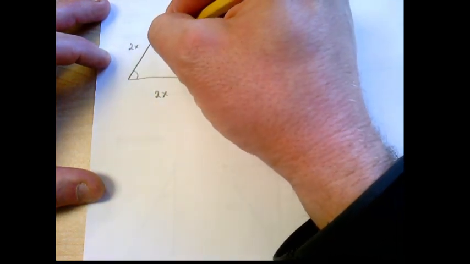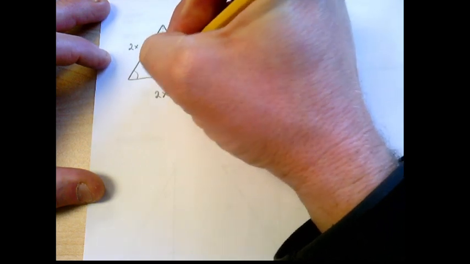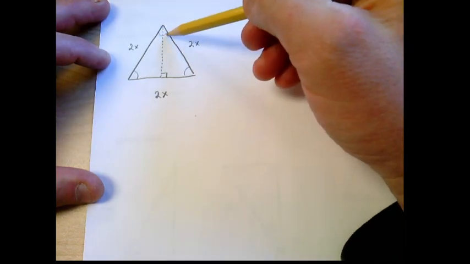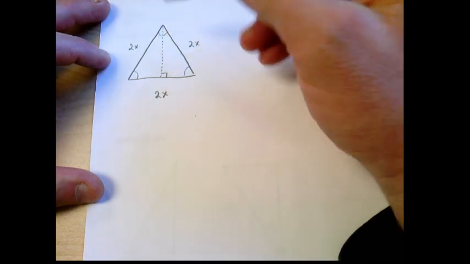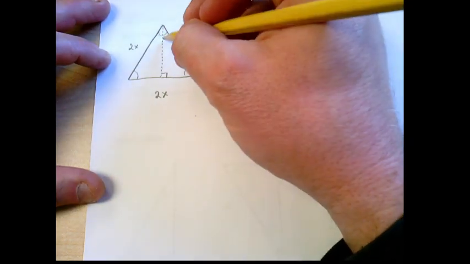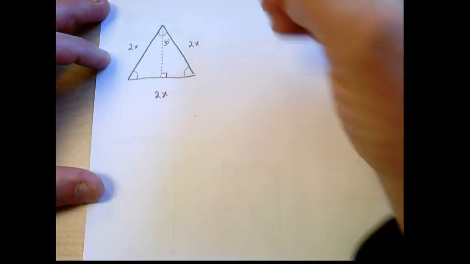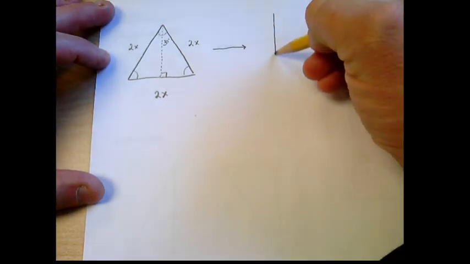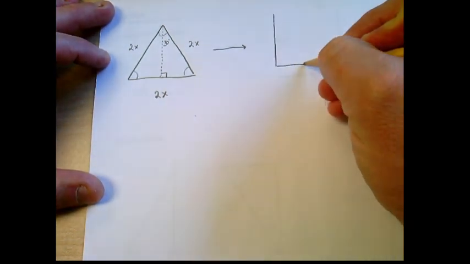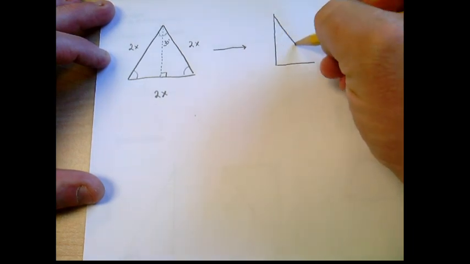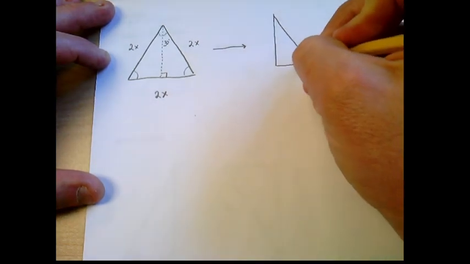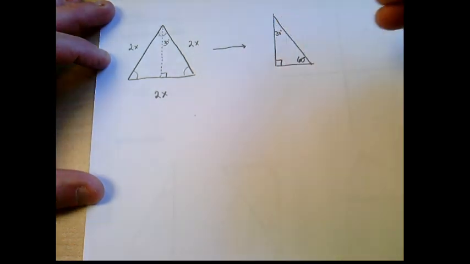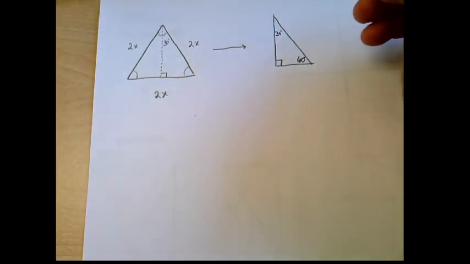Now, if I drop a line down perpendicular to the base, what does that do to this top angle right here? It cuts it in half, right? So no longer is this a 60-degree angle, but this is a 30-degree angle. So if I redraw that triangle separately here, we have a 30, 60, 90 triangle.